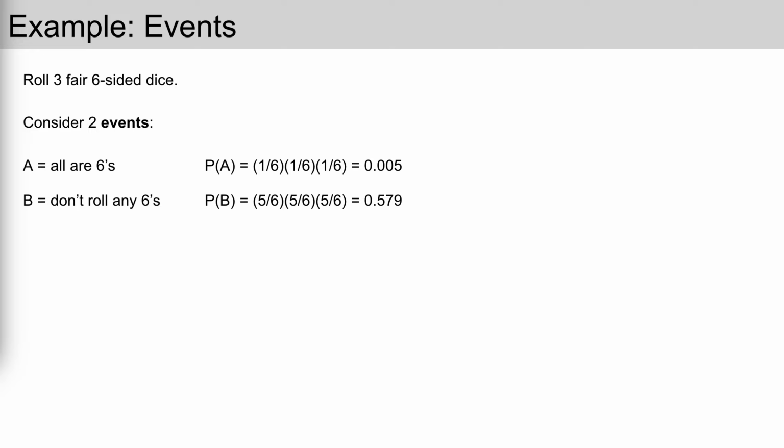In this case, there's a small chance that we roll all 3 6s. The probability is (1/6) cubed, or roughly 0.005. It's much more likely that we don't roll any 6s, with a probability of (5/6) cubed, or roughly 0.579.